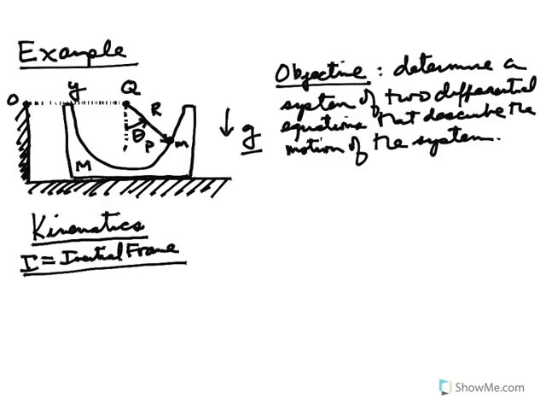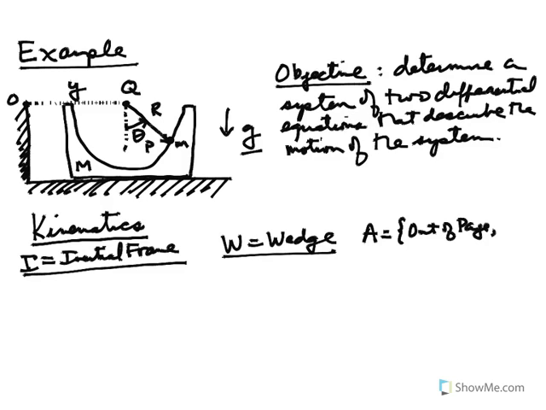And then the second frame is going to be the wedge. And then there's going to be a third frame in this case. The third frame, I'm going to call it A. And it's going to be the plane, out of page and QP plane. And we'll get into the details of this in just a minute.